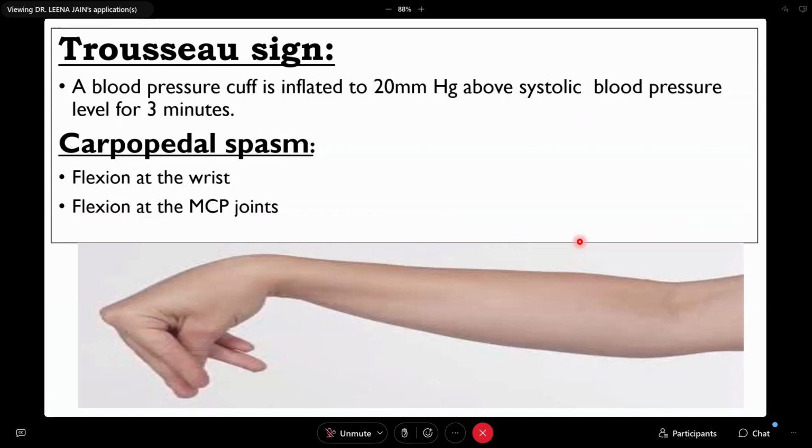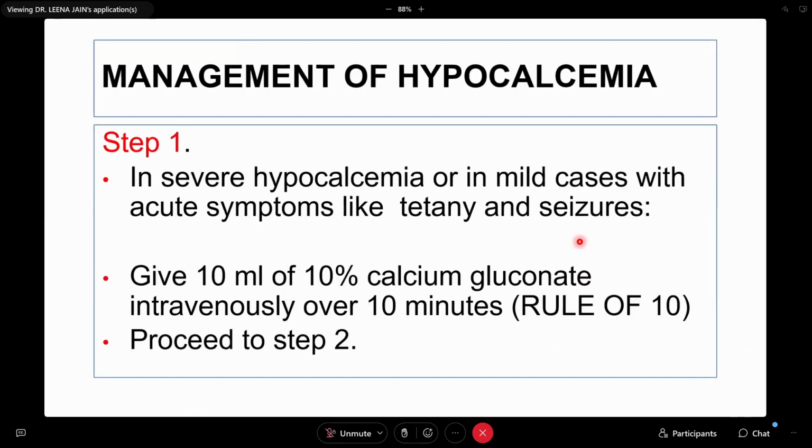This is the Trousseau sign. That is the typical hand position. Basically, there will be flexion at the wrist, and there will also be flexion at the metacarpophalangeal joints. There are two flexions, one at the wrist and one at the metacarpophalangeal joints. So when you raise the cuff about 20 mmHg above the systolic blood pressure and wait for 3 minutes, that will precipitate this sign. So how to manage?